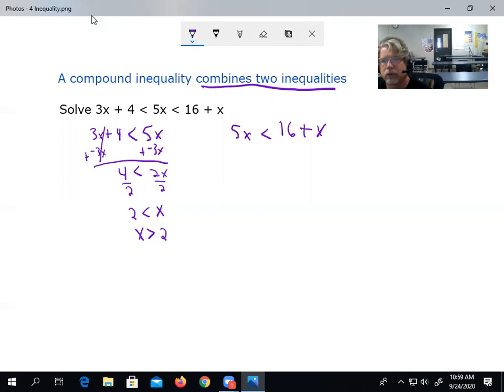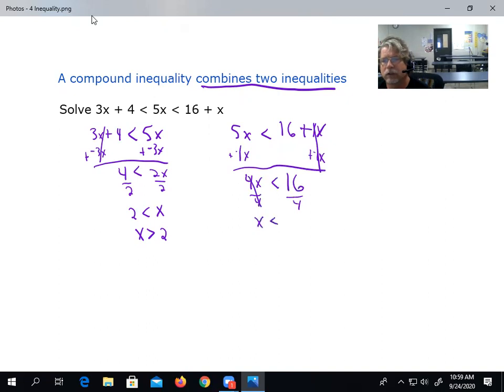If I solve this one for x, again, I got to pick on the little guy. Remember, this is a coefficient of 1, so I need to add a negative 1x over here, but I have to add a negative 1x over here too. That's going to give me 4x is less than, and then the 1x and the negative 1x will zero out, which gives me 16. And then again, to make the coefficient turn into 1, I have to divide by 4, as long as I divide this by 4. So the 4s divide out, and we have x is less than 16 divided by 4, which is 4.